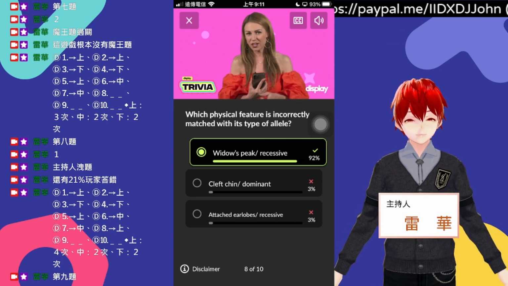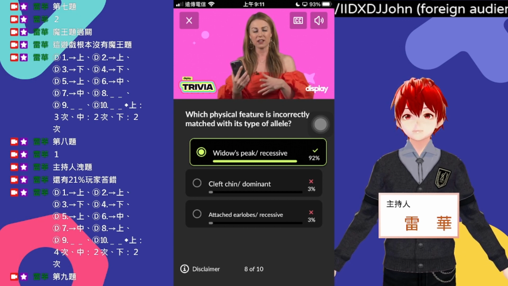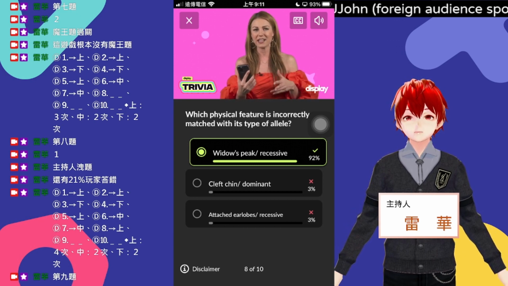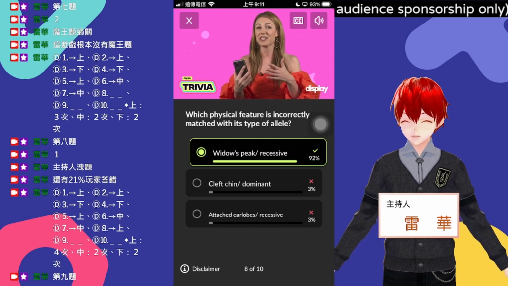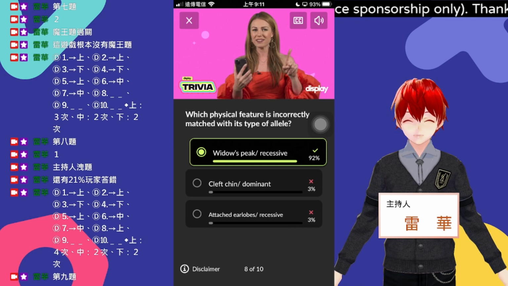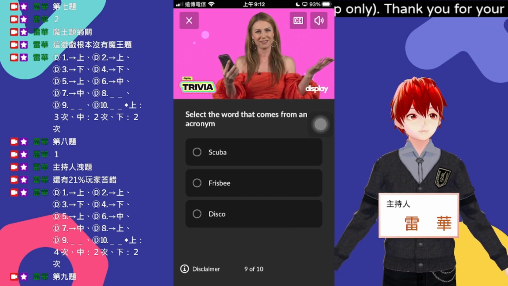An allele, no, not the British songstress, is a trait carried on a gene. A cleft chin is dominant. Attached earlobes are recessive, meaning they can be carried by someone who doesn't necessarily have them, but a widow's peak is a dominant trait. 92% of you got that.